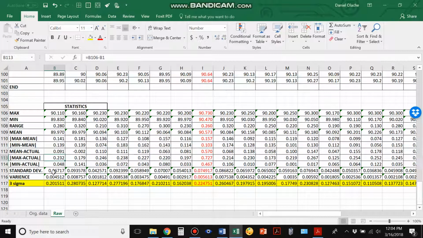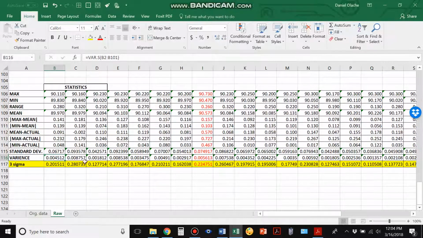And then we got the standard deviation, the variance, which are of course related to each other, and then 3 sigma, which is just 3 times the standard deviation. And this is really what we're going to be looking at here. 3 sigma, it means that 99.7% of the time your value is going to be between the mean plus or minus this 3 sigma.